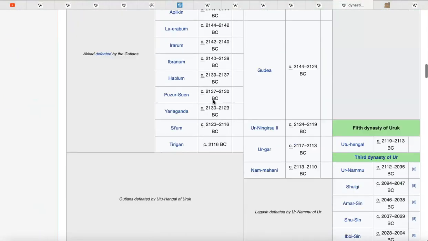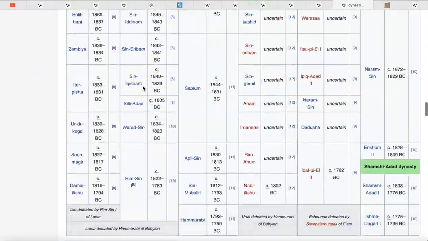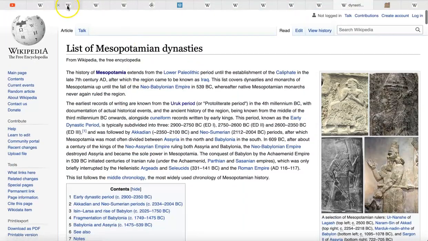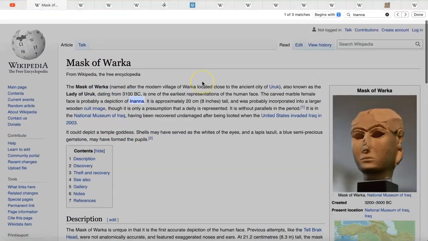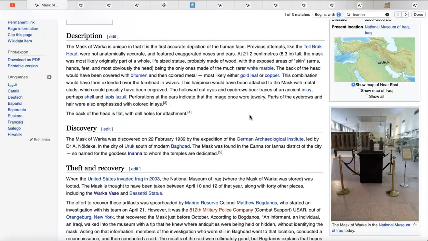Here it is. This is a great summary. You just click on these and it'll scroll you right down to what you want to know. Okay, but we were talking about this one and this one. Inanna. That's how I got started.